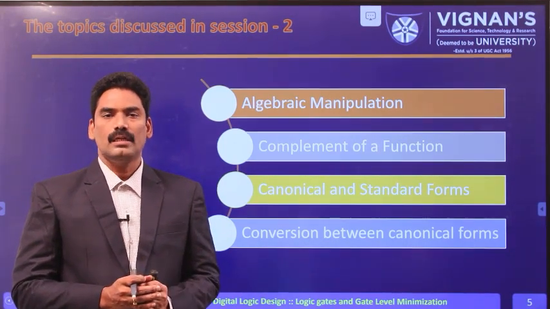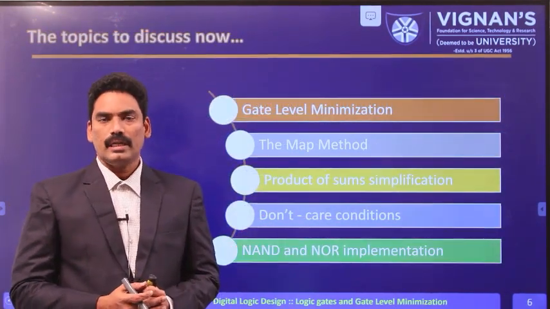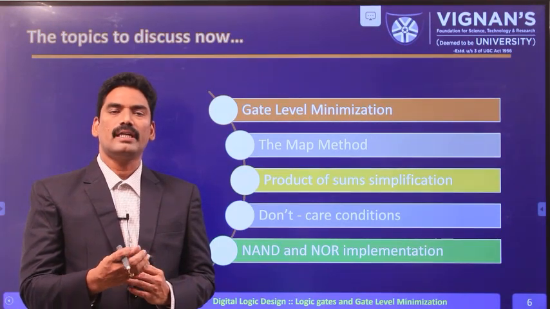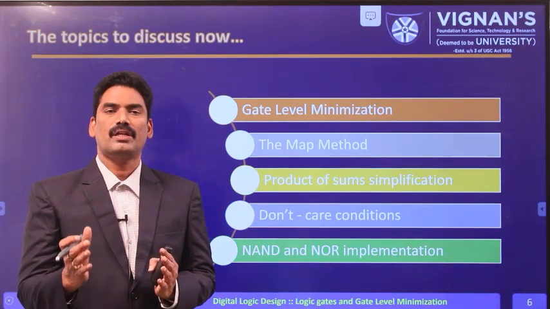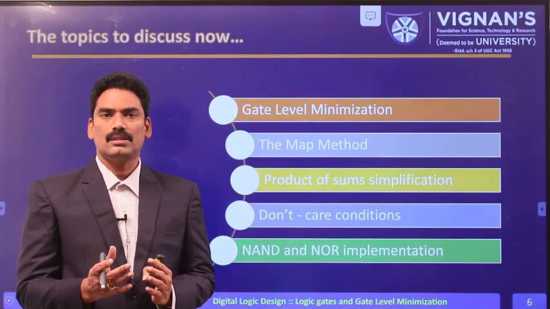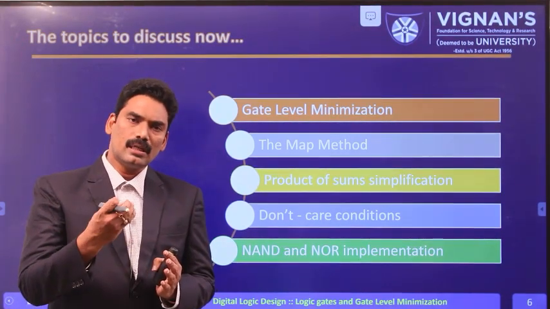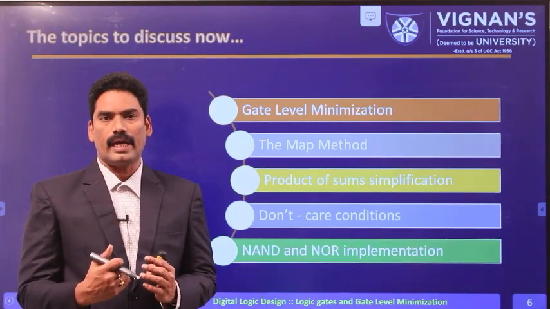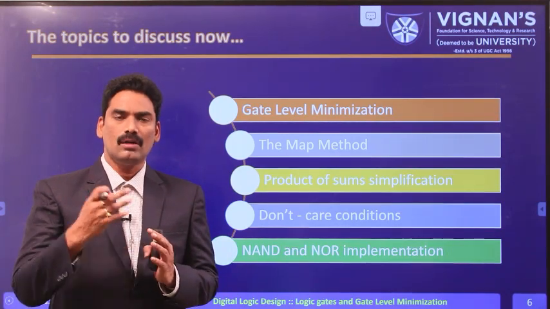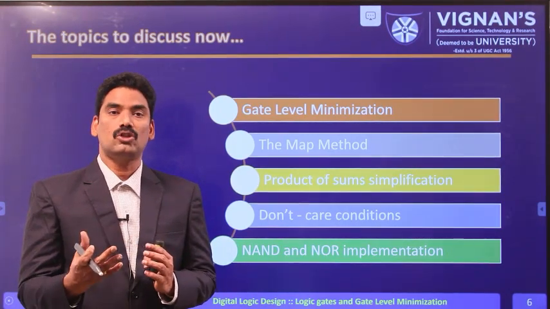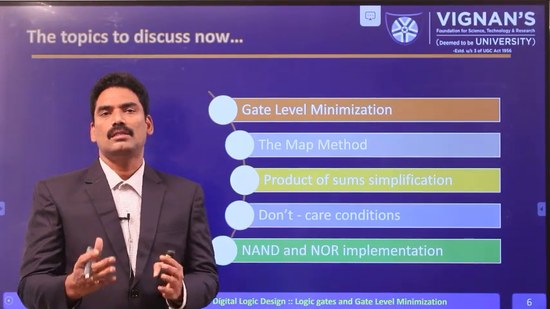This is our session 3, and in this we are going to discuss gate level minimization. The objective of gate level minimization is to simplify the number of gates for a circuit. That means we have some Boolean expressions, and based on that Boolean expression we realize a logic diagram. If that Boolean expression is a big one, we get a logic circuit with more gates. Our objective is to minimize the number of gates in a circuit.